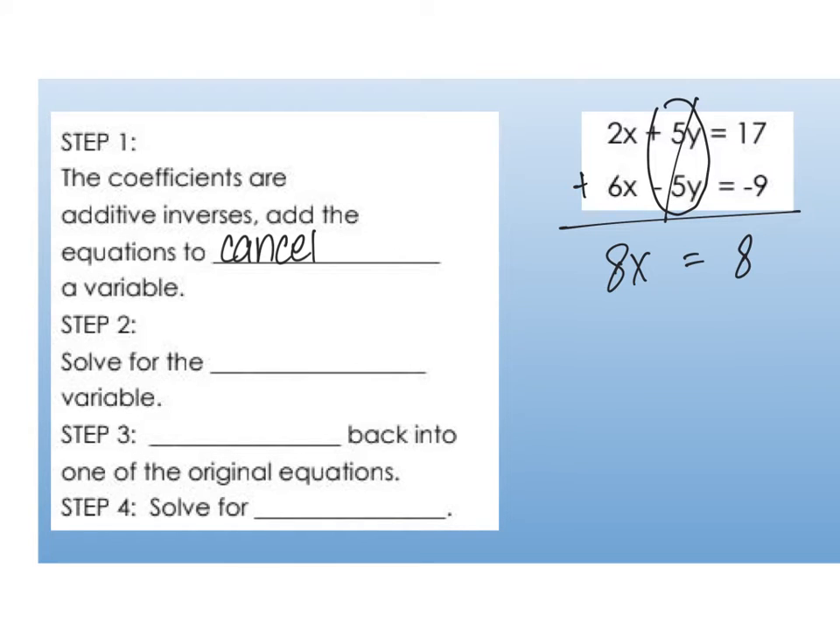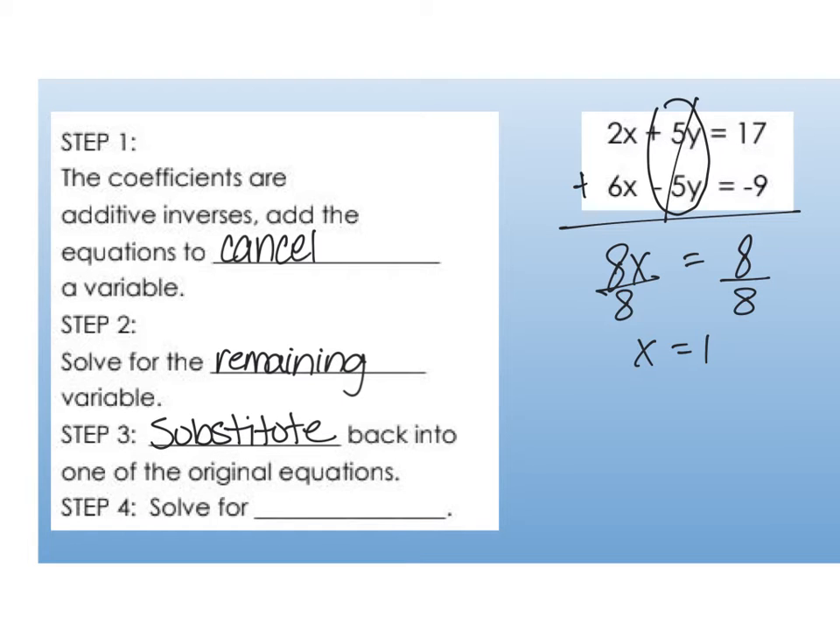So from here, we'll solve for the remaining variable. And then once we've done that, we're going to substitute that back in. So in this case, I'm going to divide by 8. So x has a value of 1. So we're going to substitute back into the original equation and then solve for the other variable.